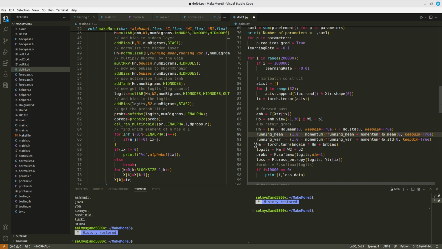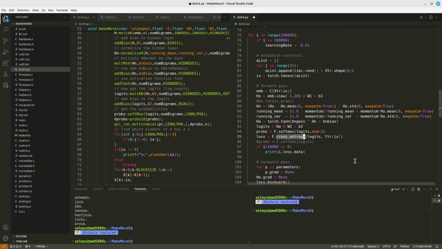Then we activate, so I can say HA is our activated neurons by using tanh. And you notice at the same time as we do the activation, we're also introducing the gain and the bias. So the gain times the normalized layer plus the bias or the shifting, the beta. And then our logits comes out to HA times W2 plus B2. And for our probabilities, we use softmax. And for our loss, we use cross entropy.